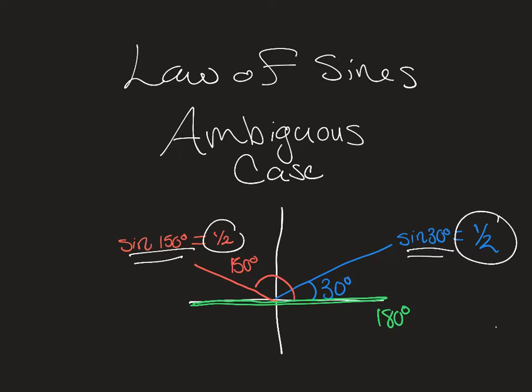So when we're doing law of sines using sine, the trig function, and we're staying in the first two quadrants, there are two different angles that could result in the same side length. So this is where the ambiguous case comes from. We don't necessarily always know which one of those two angles caused that side length, the 1/2 in this case, to happen.